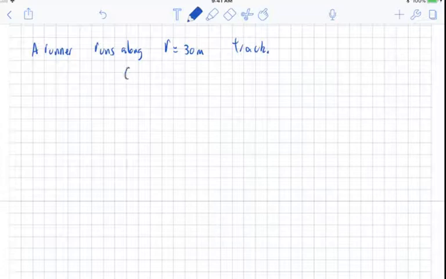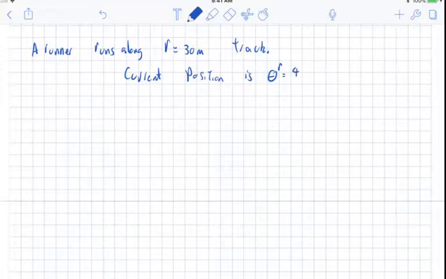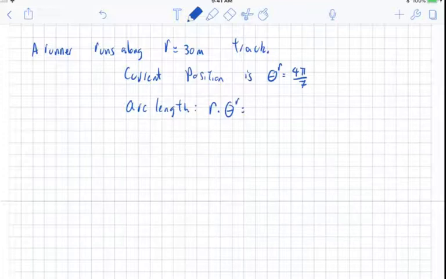If the current position is given in radians, so if it's 4 pi over 7 radians, then the arc length, the distance that he's traveled since he started, is going to be r times theta. So 4 pi over 7 times 30 is 53.85 meters. Yeah? See how easy that is?